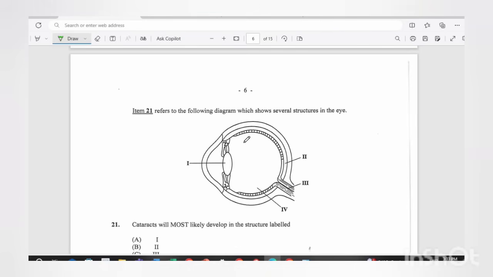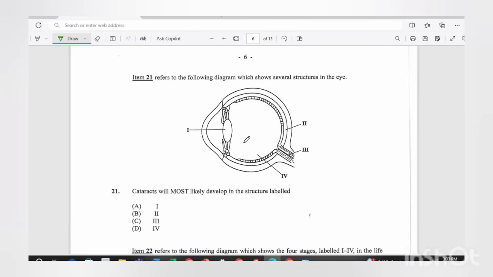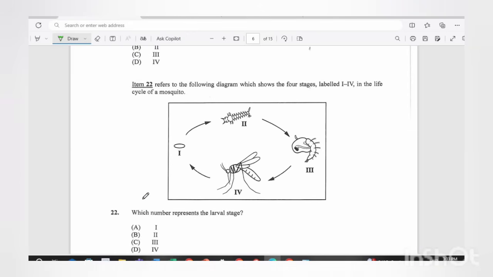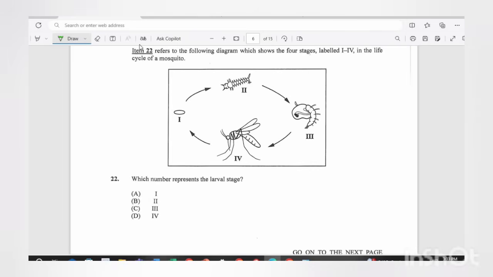Question 21. Item 21 refers to the following diagram, which shows several structures in the eye. Cataracts will most likely develop in the structure labeled A, eye. And if you know what structure that is, make sure you know it's the lens.